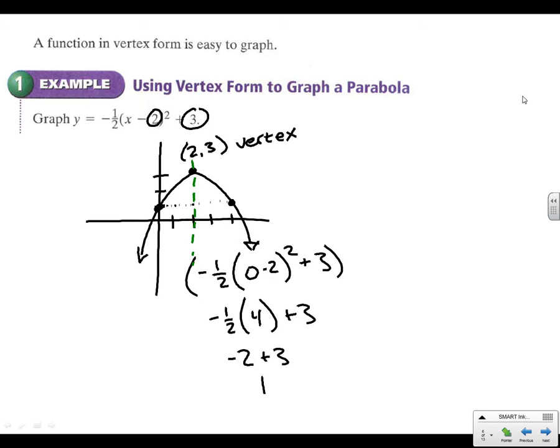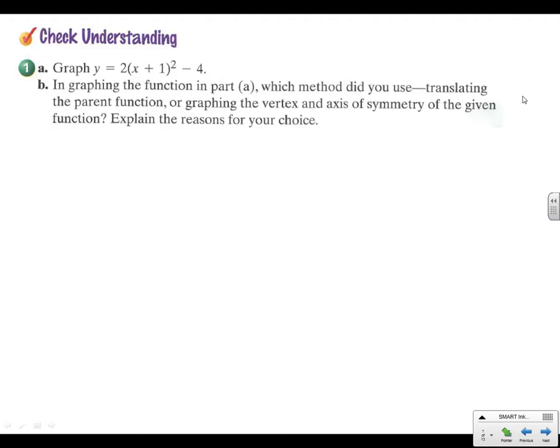This is opening down. Does that check out? Yes, it does, because we have a negative there for our a. All right, so that's how we would graph a parabola in vertex form. So, your turn. See if you can do it for that one there, and then answer the question for B.